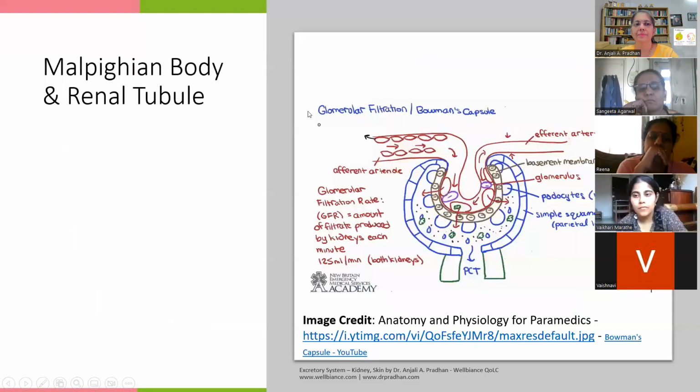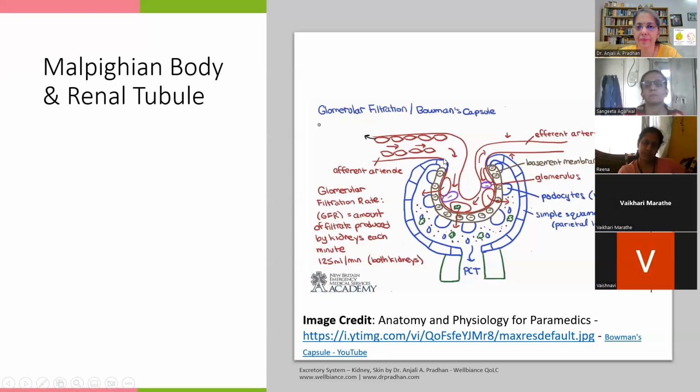Okay. So the Malpighian body and the renal tubule. This Malpighian body consists of the glomerulus. It is shaped like a pot, correct? This has two layers: this is the parietal layer and this is the visceral layer. This is Bowman's capsule, two layers, parietal and visceral. This is the arteriole. What is an arteriole?